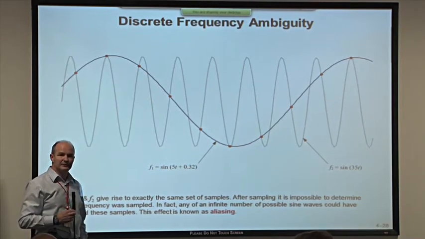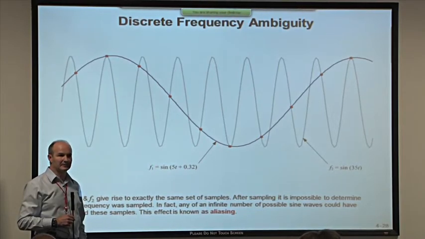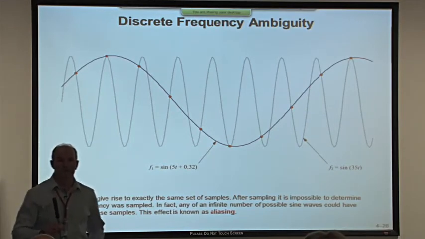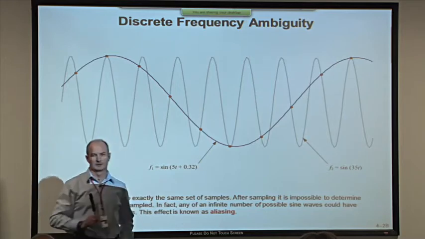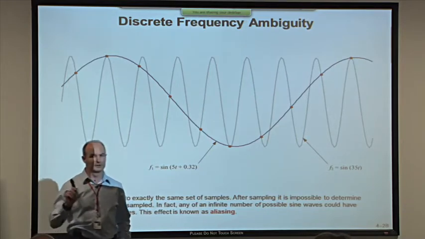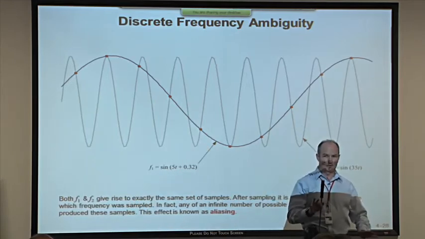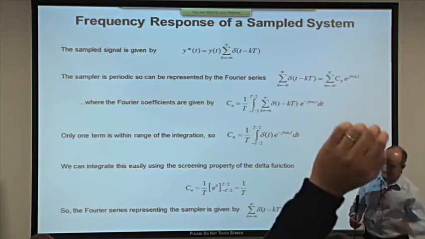Anybody know the next frequency above 35 hertz that would give me the same set of data points? No. No. 75 would, but it's not the next one. Okay, let's do a little bit of math. Not too difficult math, but it'll tell us what the next frequency is.